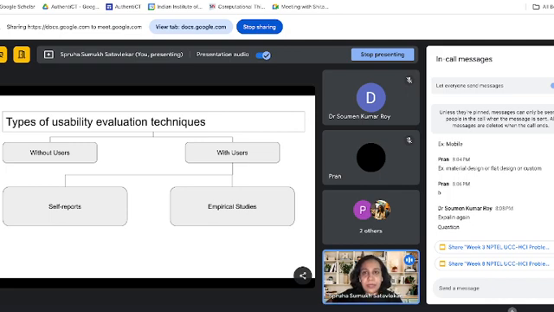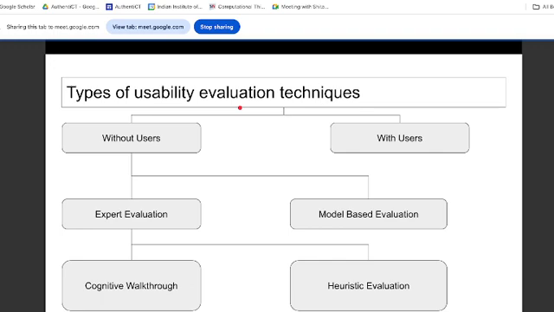Okay. So I got it. Basically, there was one question about cognitive walkthrough, which prototype is necessary for cognitive walkthrough. The answer was vertical prototype. Then there was a question about heuristic evaluation, which prototype is necessary. The answer was horizontal prototype.